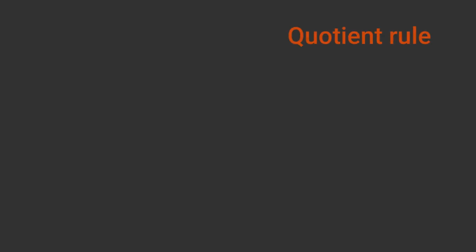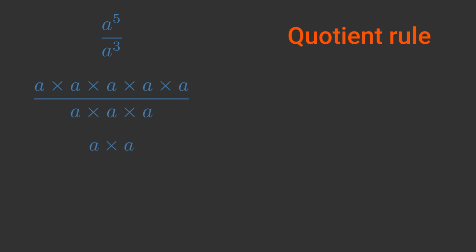To illustrate the quotient rule, we have a to the 5th divided by a cubed. Multiplying out, we have 5 factors a on the top and 3 on the bottom. 3 of these cancel, leaving just 2 terms in a. This is a squared. In general, a to the p divided by a to the q is equal to a to the p minus q.